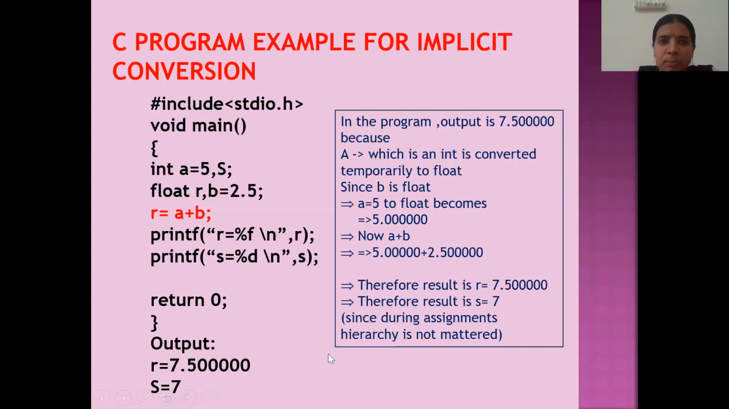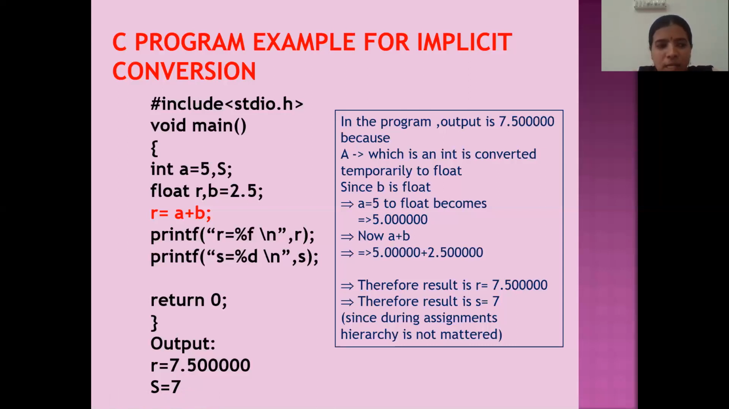So this is a simple example to show type conversion. Suppose, let us take an example in the same context. Imagine A is 5, B is 2. I wrote R is equal to A by B. Then what is the answer?